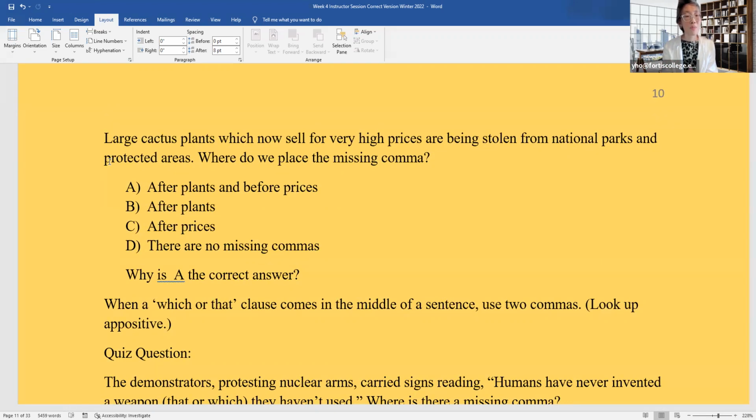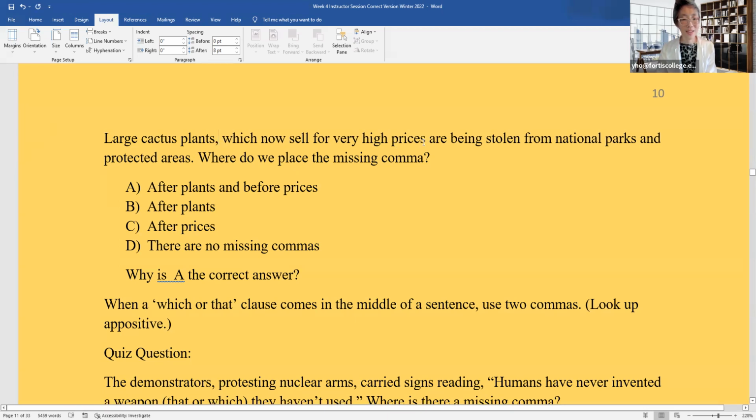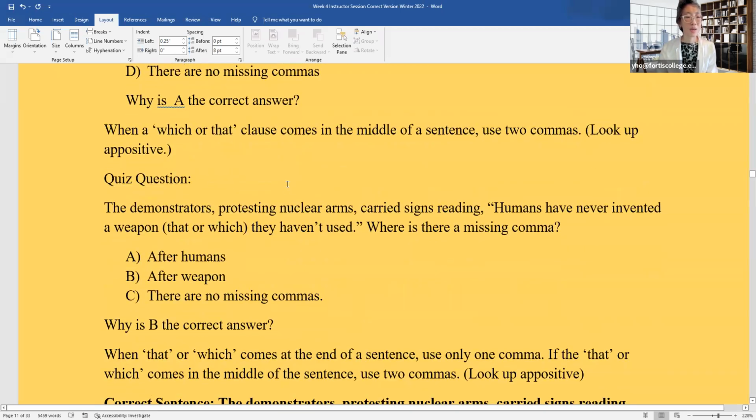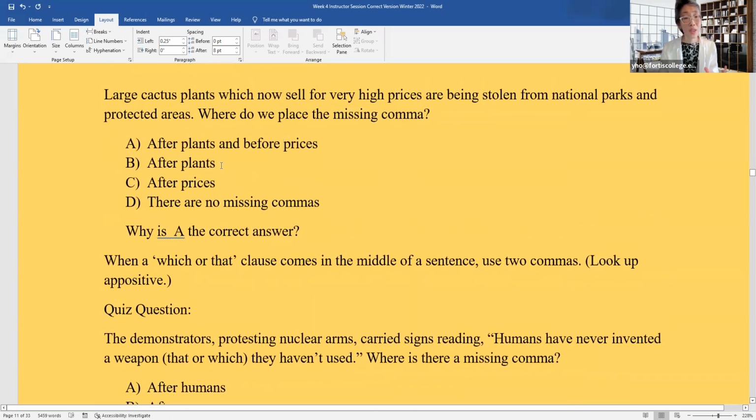So where do we place the missing comma or commas? Yeah, there's 2 commas. Where do we place the 2 commas? That would be A. After plants. Yep, after plants. Yes. So after plants and after prices. But anyway, okay. So it's A. After plants and after prices. Okay, so here, why is this a correct answer? Because here you have which coming in the middle of a sentence, and you need two commas.